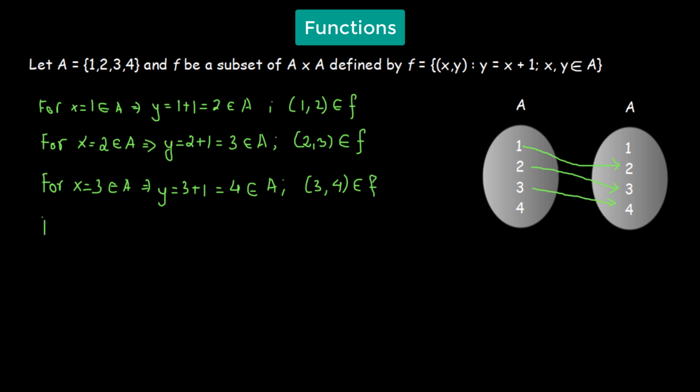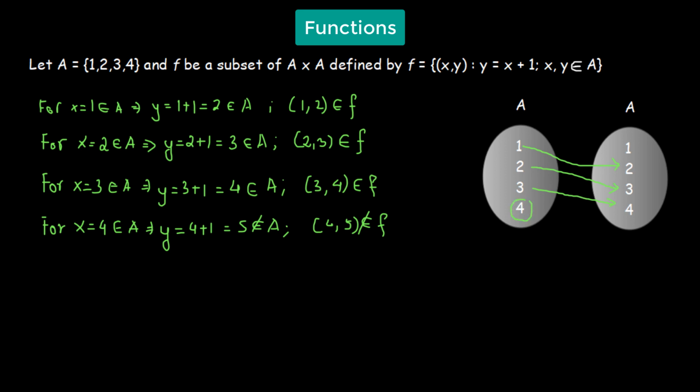Now we go for the fourth element. So x equals 4 belonging to our set A gives us the corresponding value of y, which is 4 plus 1 equals 5. But the element 5 does not belong to our set A. So that means the ordered pair (4, 5) does not belong to the set F. Now here we have a problem. The problem here is that the element 4 has got no image in the second set A.